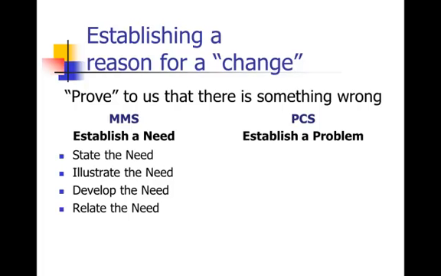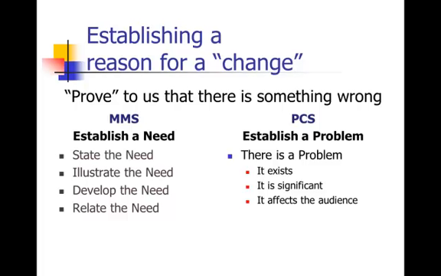Problem cause solution is similar to Monroe's motivated sequence, but remember that we replace the term needs with problem. You establish that not only does a problem exist, but it is significant and thus worthy of our attention. It affects us, which is why we want to do something to solve the problem. There may be no solution now, or the current solutions are inadequate. In either case, the problem won't go away by itself or will get worse, so it requires a solution, and it requires that solution now.